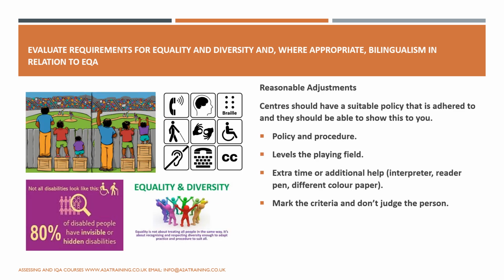All centres should have a reasonable adjustment and special consideration policy, and they should be able to show you this and how they've adhered to it. They should also be able to explain to you how they calculate reasonable adjustments, say for example extra time. Reasonable adjustments level the playing field, and again mark the criteria, not the person, and remember that not all disabilities are visible.